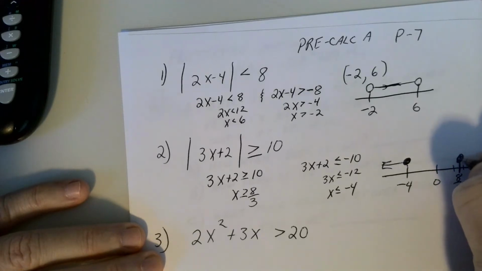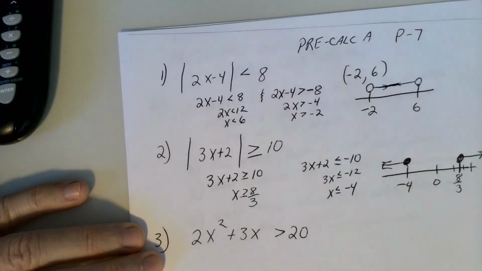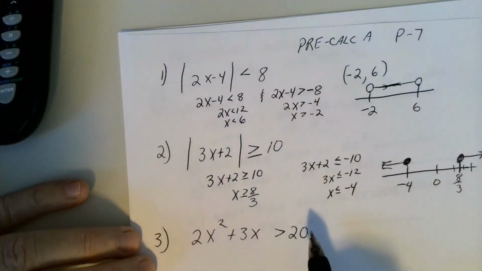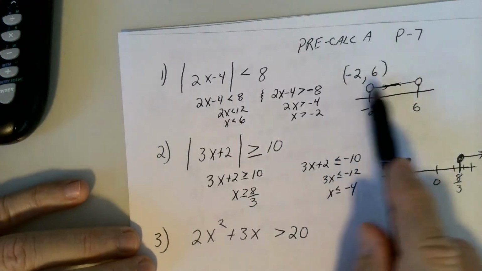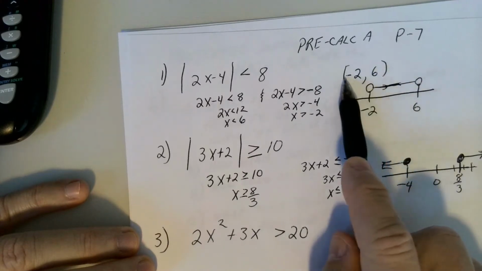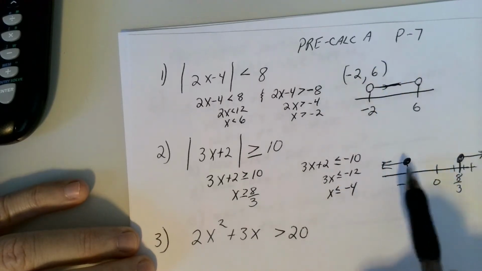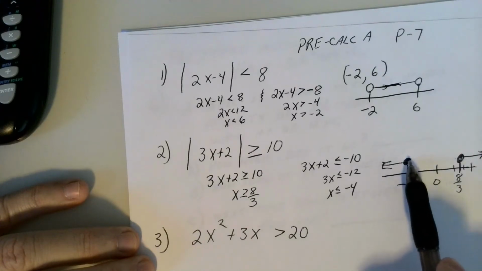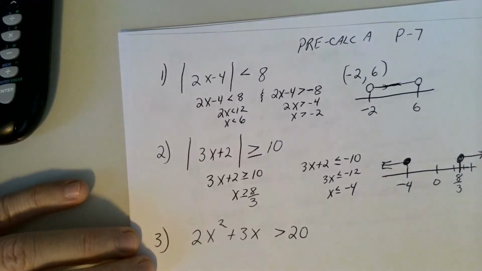And that's going to be a closed circle again, going to the right. So you can see that when we have these inequalities, the solutions could be like this right here, bounded yet open, or unbounded and closed. Remember, closed circles mean they include that point, just like we would use a bracket.